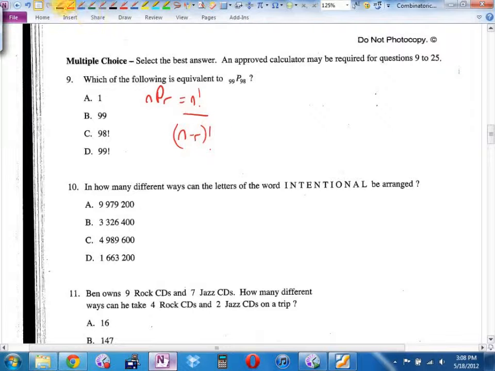So, based on that logic, Holly, what's 99P98? I'll give you a hint. 99 factorial, all over. More specific, please. Do the arithmetic in your head, please. By the way, what is 1 factorial? Oh, what's the correct answer here? A, B, C, or D?